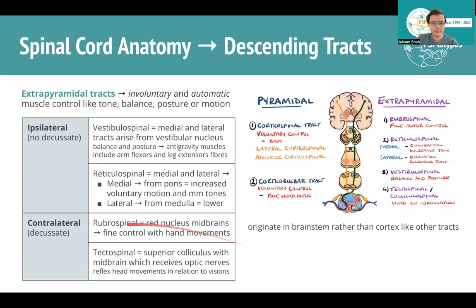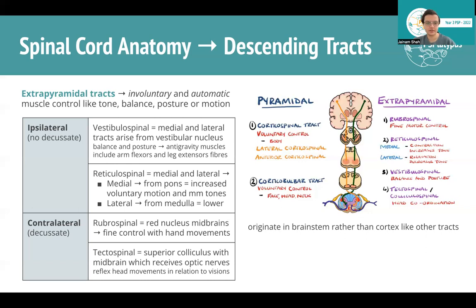For the contralateral tracts, the major one to remember here is the rubrospinal. Rubro means red, essentially, I think. So that's going to be from the red nucleus of the midbrain, and it goes down to control the fine hand movements. So hand coordination, that kind of thing.